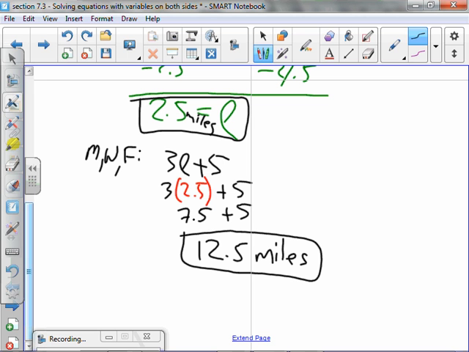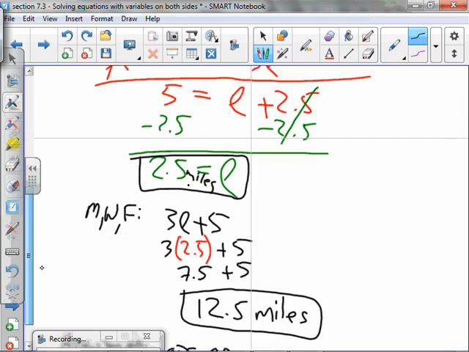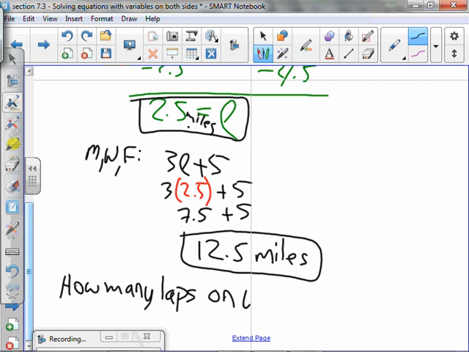We use Monday, Wednesday, Friday, but remember I run the same every day. And I know that L is 2.5. Now what I need to do is figure out the actual question. How many laps on, which day was it that I only run laps? It was Wednesdays. How many laps on Wednesdays? Okay.